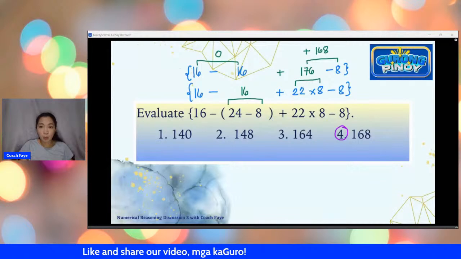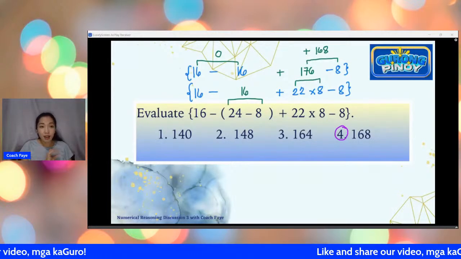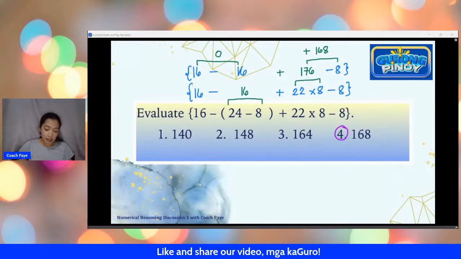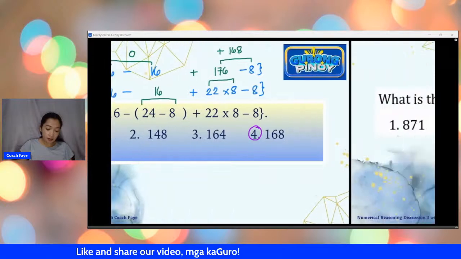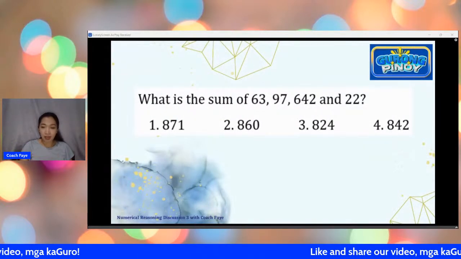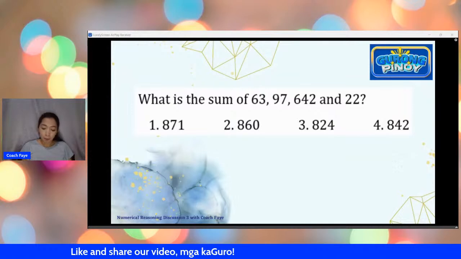So, ayan. Practice po tayo ng ating PEMDAS. And remember po yung rules natin. Grouping symbols, and then the order of operations: parenthesis, exponent, multiplication and division same level, addition, subtraction same level. Ayan. And let's proceed to our next item here in which we're looking for the sum.